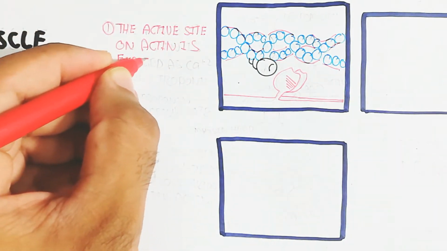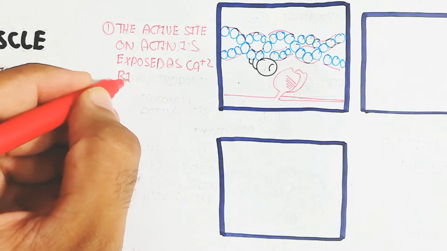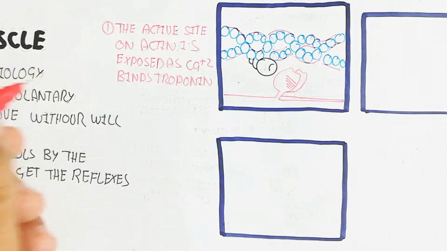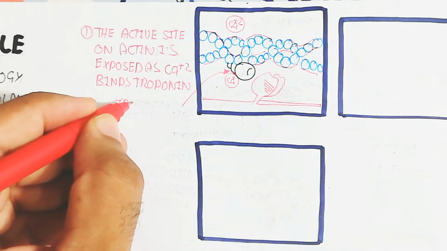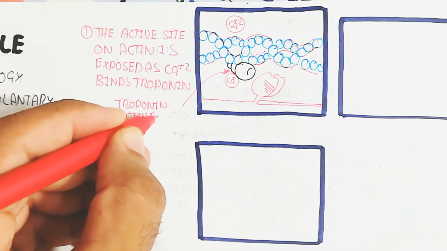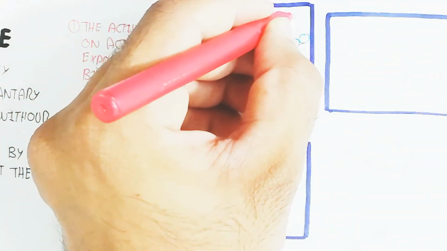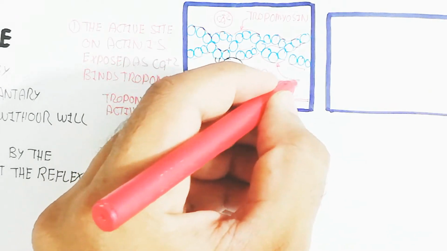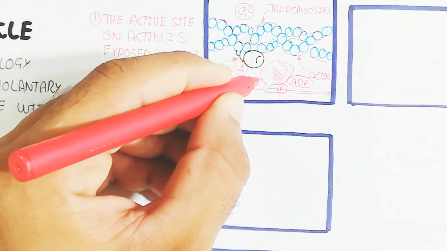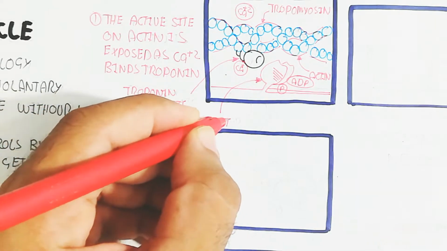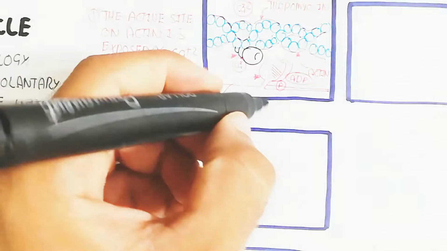So the active site on actin is exposed as calcium binds troponin. After the calcium binds with the troponin, it will lead to activation. The myosin will bind. After the myosin binds, the ADP and the phosphate are already present. So the actin and tropomyosin are present as the thread-like structure, and the bead-like structure is the actin. So anyhow, this is the myosin head.